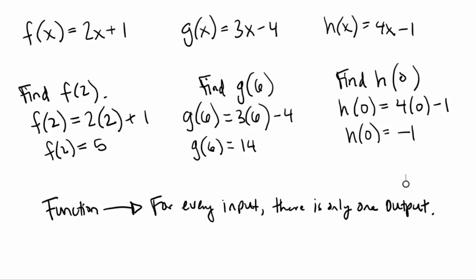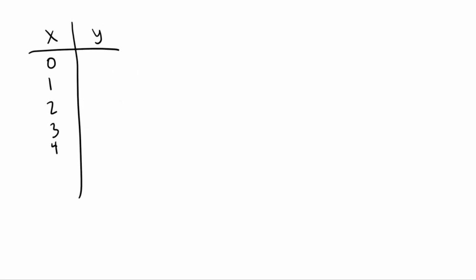What this looks like on a table, if we have x and y, so let's do 0, 1, 2, 3, 4, and 5, 6, 7, 8, 9. So for every input, there's only one output. Let's say I had another 4 down here. If this is a function, whenever I put in 4, I should get out 9. So there's just one number that comes out when I put in a 4.